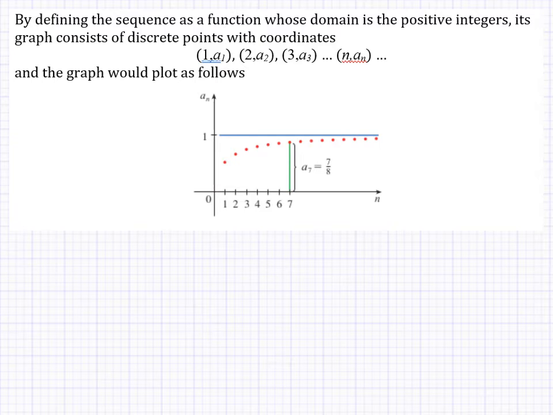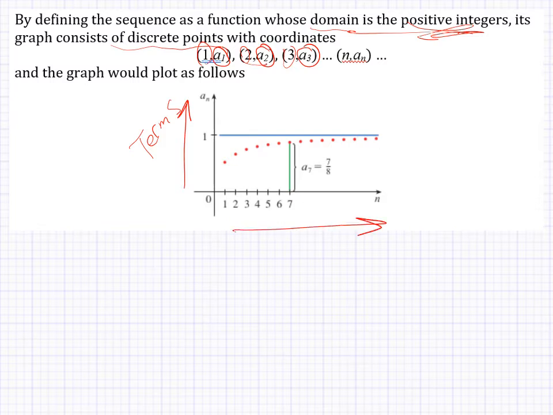Again, we could use the function notation, kind of thinking of it as a function whose domain is the positive integers, and the graph consists of all these discrete points, 1, comma, a sub 1, 2, comma, a sub 2, so the domain is 1, 2, 3, etc., the positive integers, and the range is all the terms of the sequence, the things you get when you plug those integers into the sequence. So a1, a2, a3, so you look at these points. I start plotting these points where this axis is your terms axis, and this axis here is your positive integers.